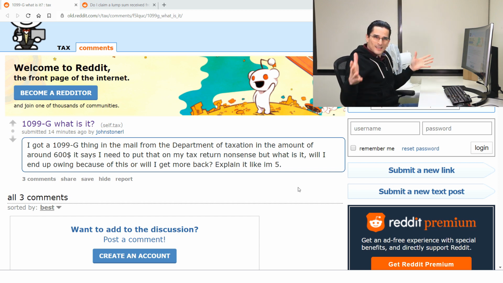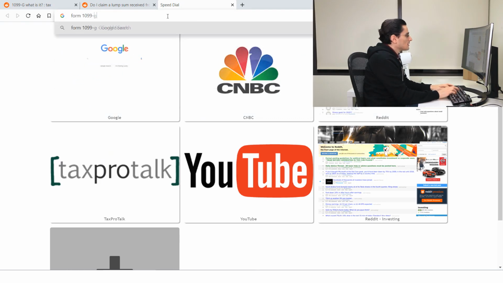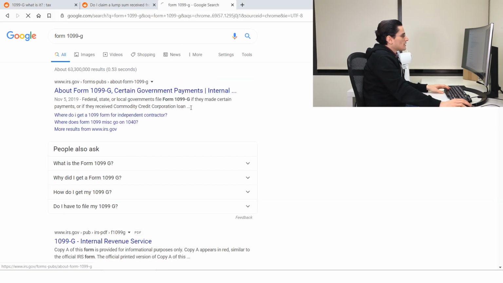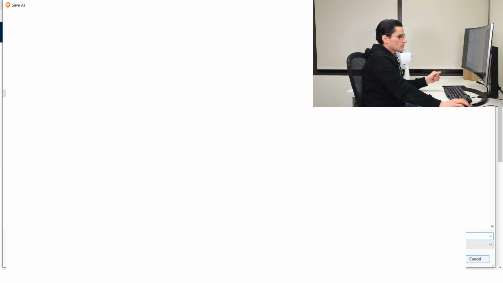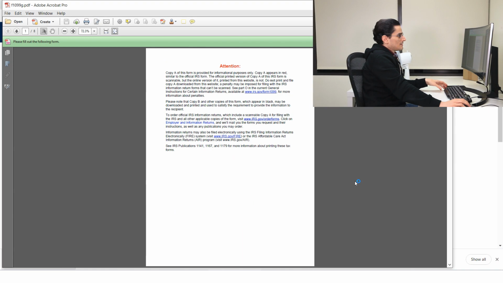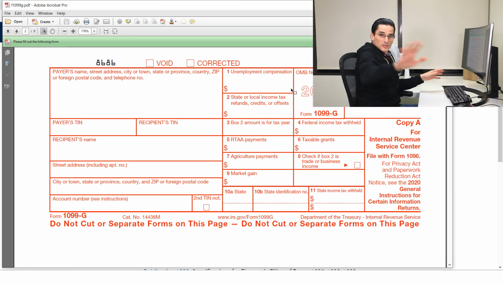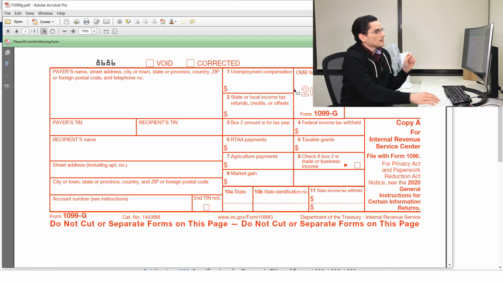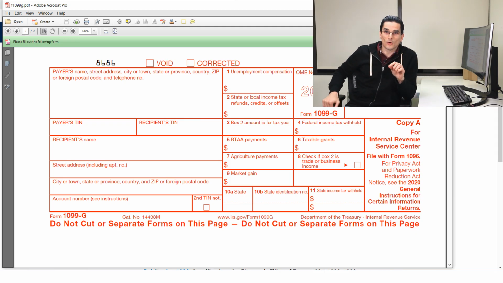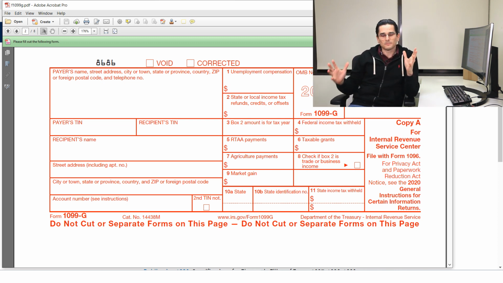Okay, so for context, let's first take a look at what Form 1099-G even looks like. All right, so let's pull this up here. And the official title of the form is Certain Government Payments. So let's pull up a copy and see what we have. Okay, and here's Form 1099-G. Now, it looks a lot scarier than it really is. So essentially, what Form 1099-G is going to report is state tax refunds for the most part. Now, what does that even mean?